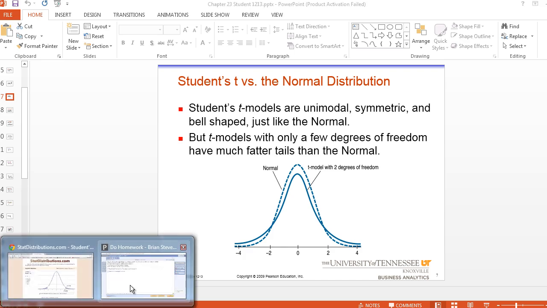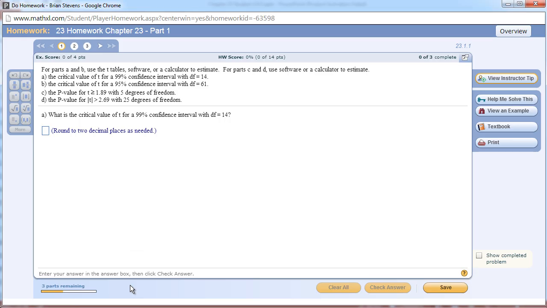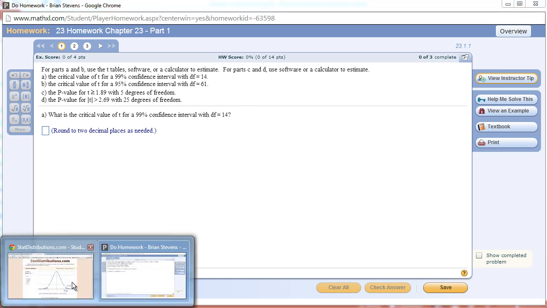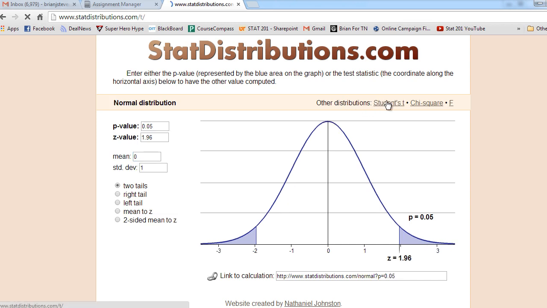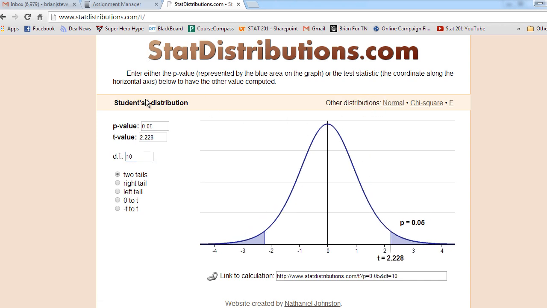Let's just go and look at some problems here. We need the critical value for a 99% confidence interval where the degrees of freedom are 14. So let's go over here to stat distributions. We want to create a 99% confidence interval, and I'm using stat distributions. Sometimes this won't give you enough decimal places, so if you need more decimal places, you will have to use David M. Lane. But one of the great things I like about this, you need to click the t-distribution if you're not on that distribution right now.